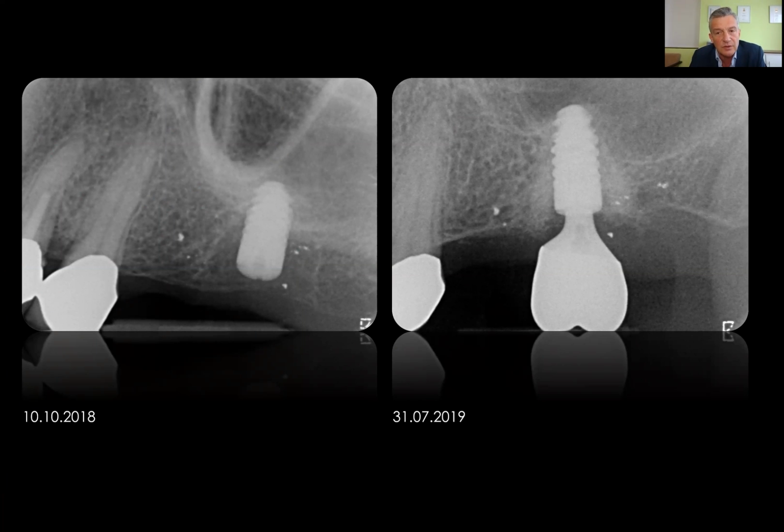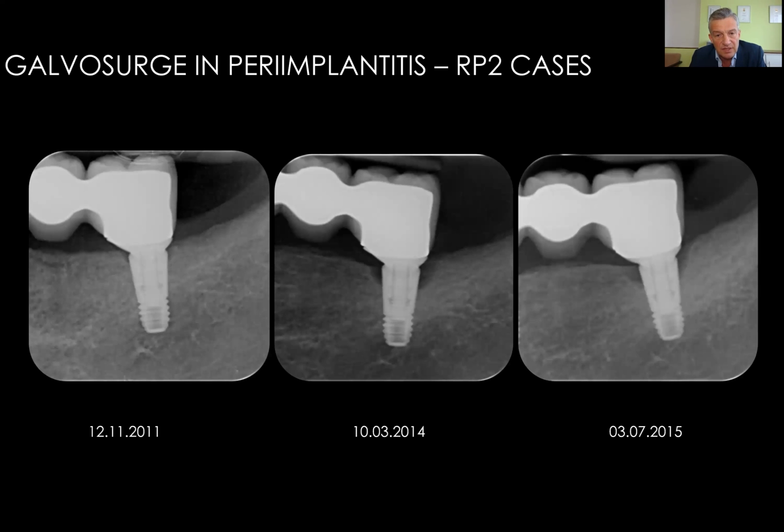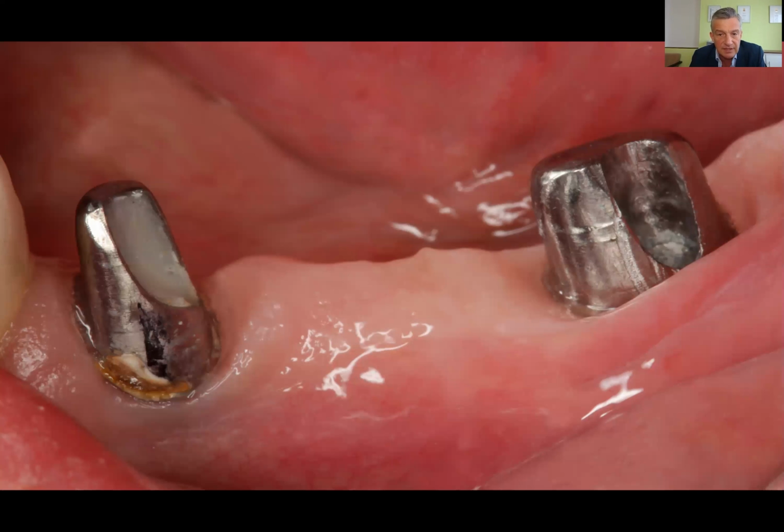Sorry, after 6 months also. This was before, and this is the X-ray after this time. And you see the history of this case. Started in 2011, 14 and 15 we treated it.